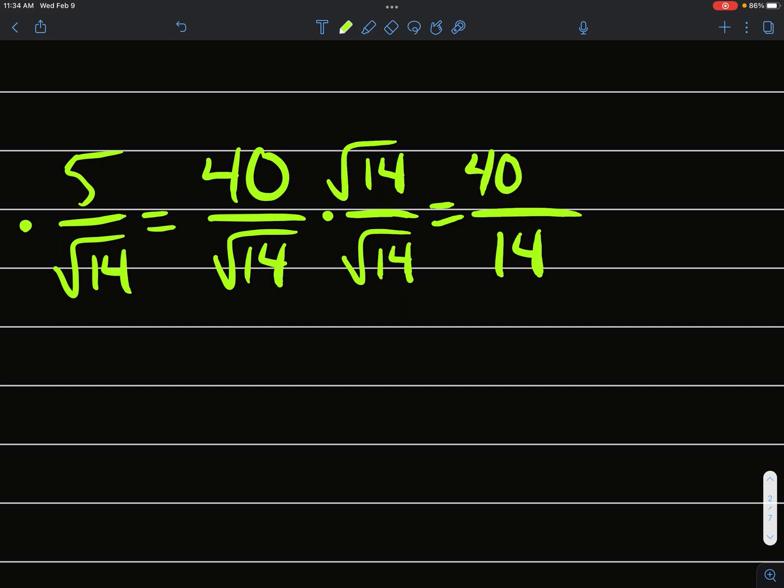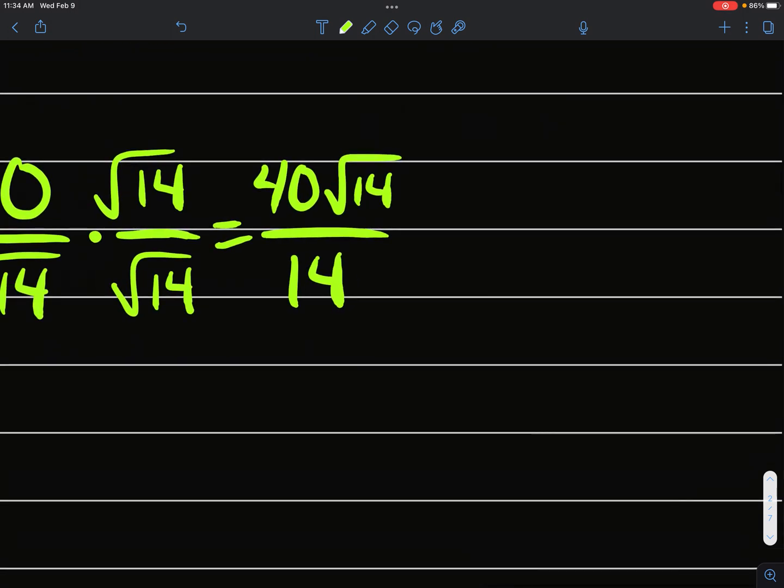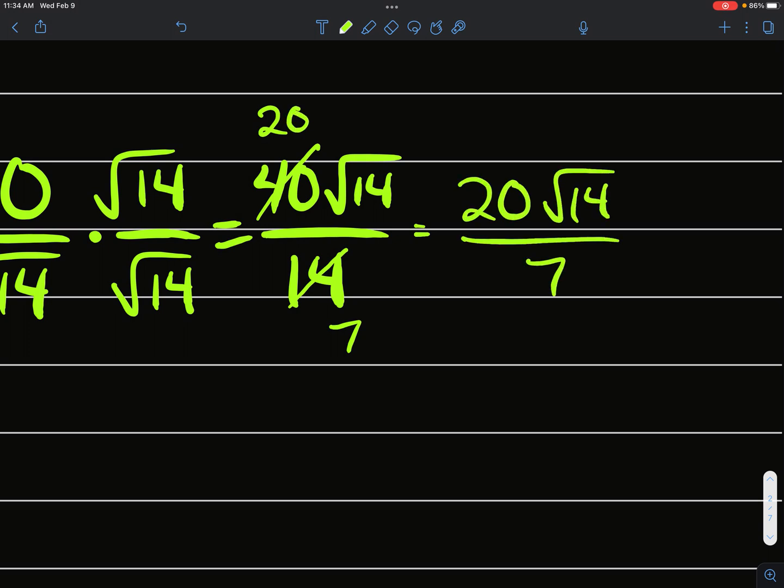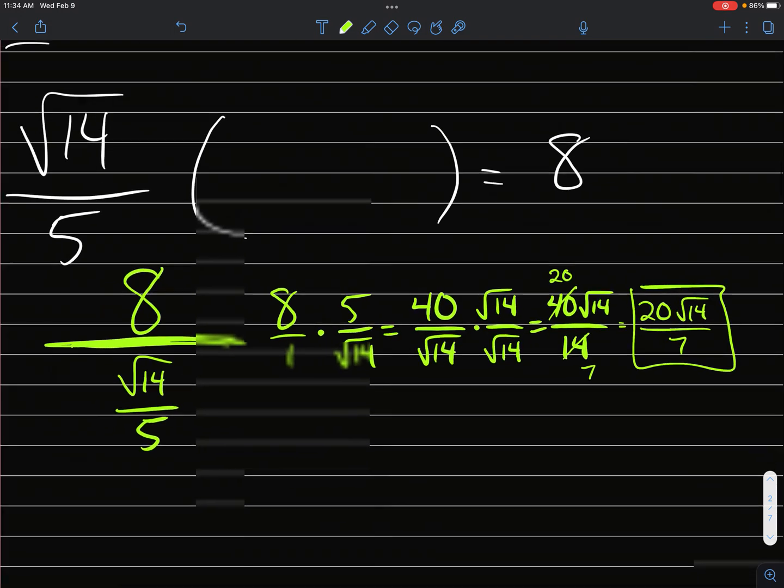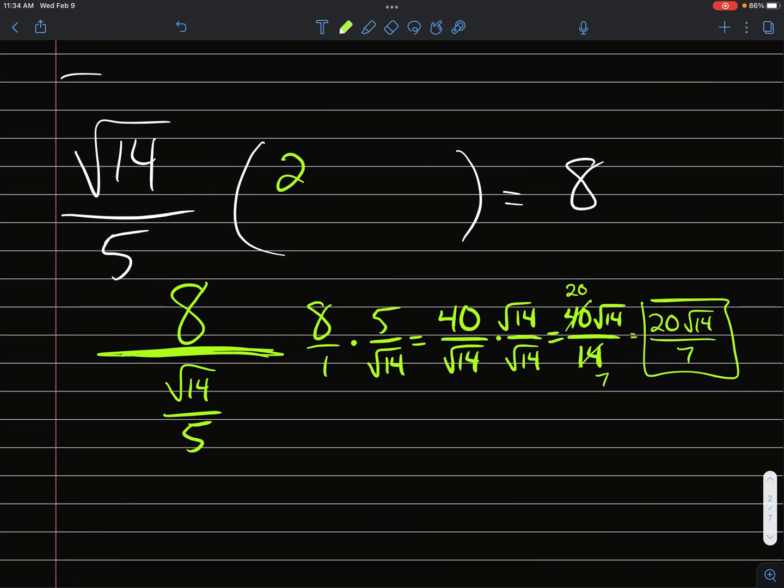Up top, we got 40 radical 14. Simplify. 40 over 14, they have a 2 in common. So we're going to divide both by 2. 7. 20. So then we are left with 20 radical 14 over 7, and that is your answer. So that's what would go in here, 20 radical 14 over 7.